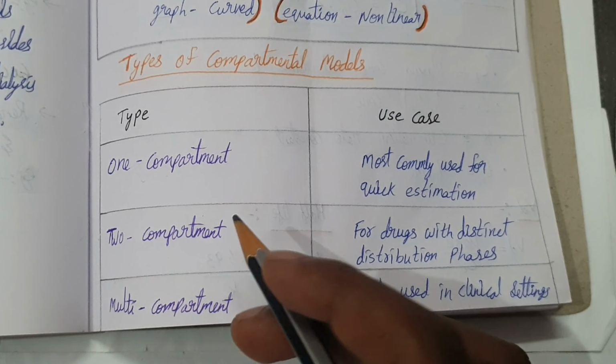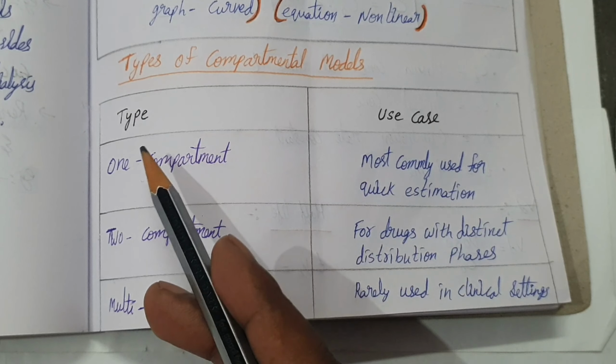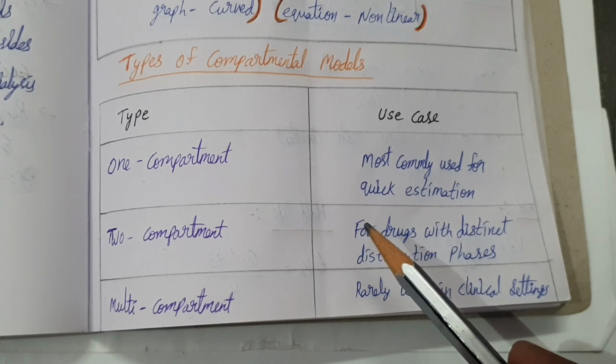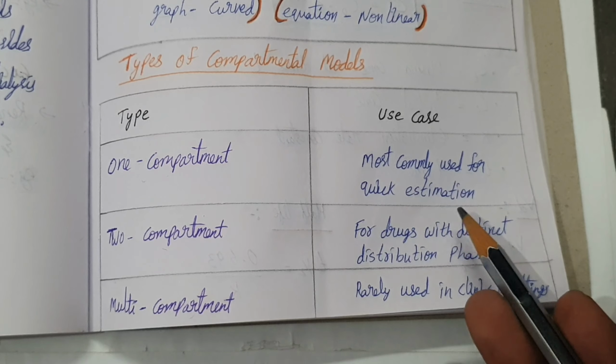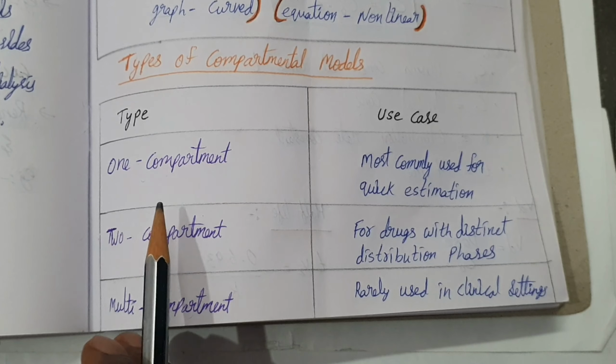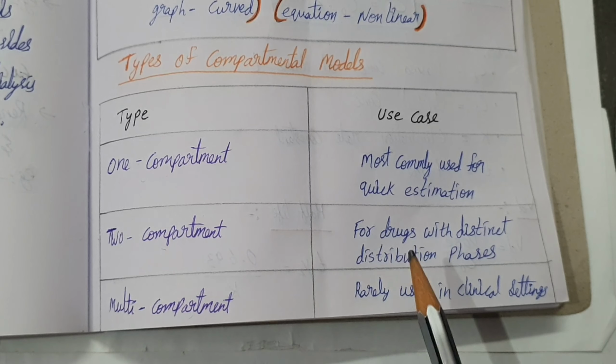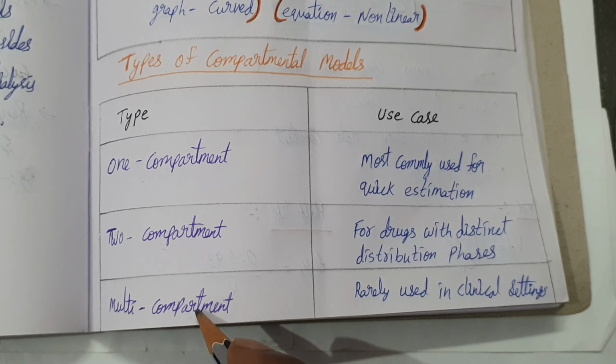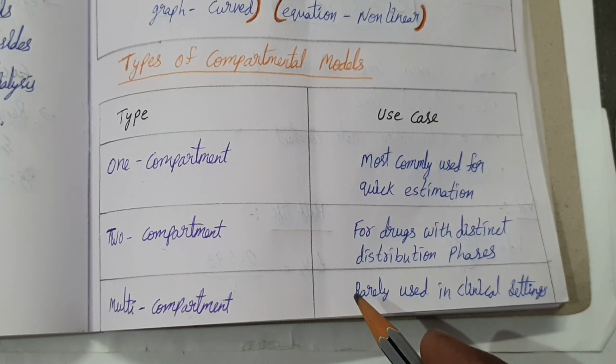Now there are three main types of compartment models: one compartment, two compartment, and multi-compartment. One compartment is the simplest and most commonly used for quick estimations. Then the two compartment model is used for drugs that have distinct distribution phases. Then we have the multiple compartment or multi-compartment model. This is rarely used in clinical settings due to its complexity. Now, each compartment model serves a different purpose based on how the drug behaves in the body.